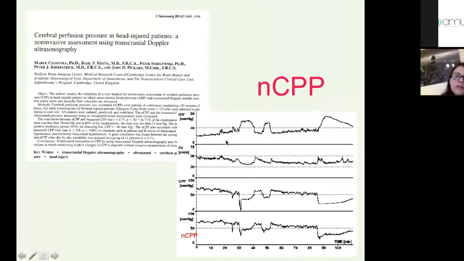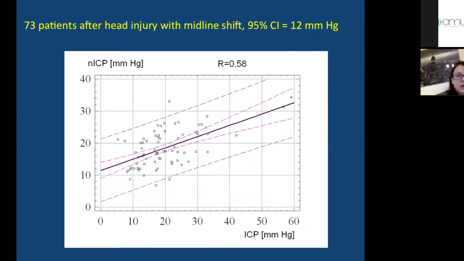So here you can see the intracranial pressure. Here you can also see the flow velocity and how it develops and changes during the changes of ICP. Here you can see the invasive CPP, and here you can see the non-invasive CPP. And you can see that they actually behave in the same way. They found a correlation between non-invasive CPP and measured CPP, which was very high. It was 0.73.